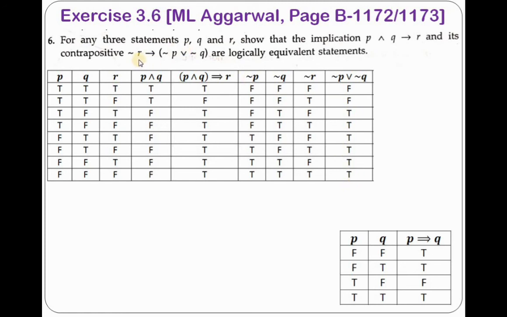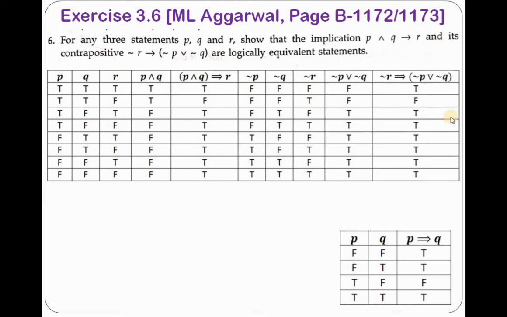Now we need to show negation R implies this, right? So this implies this, that's what we need to see. And we know that T implies F gives me false, otherwise everything becomes true. So T implies F becomes false and everything becomes true in this case, right? Observe this column and this column. They look the same, right? So that's why this statement and this statement are logically equivalent statements.